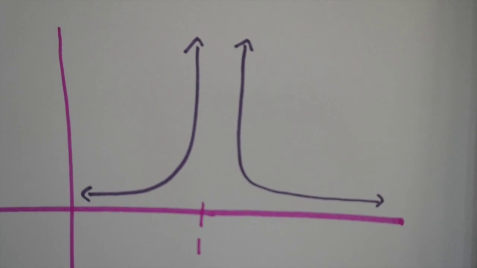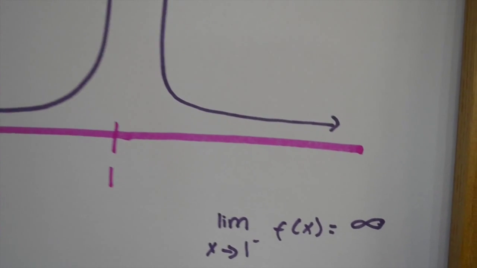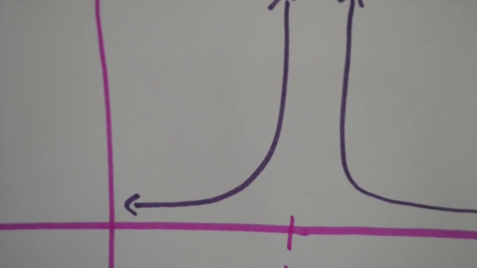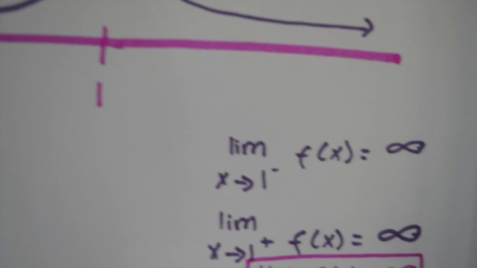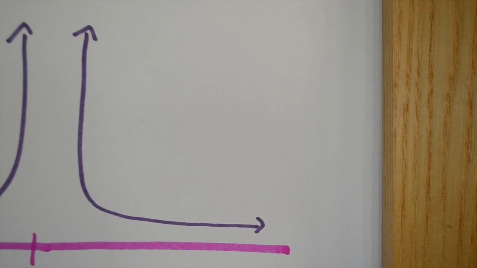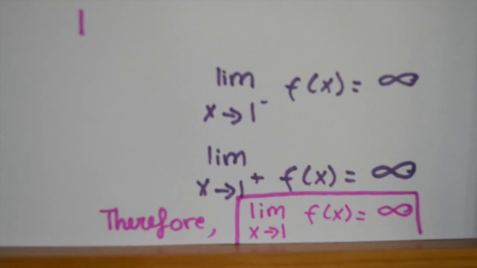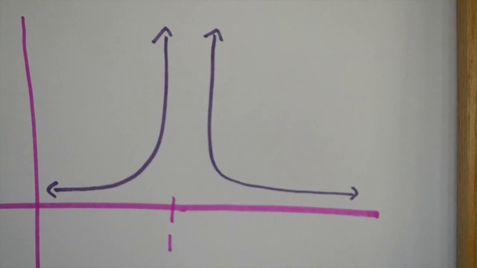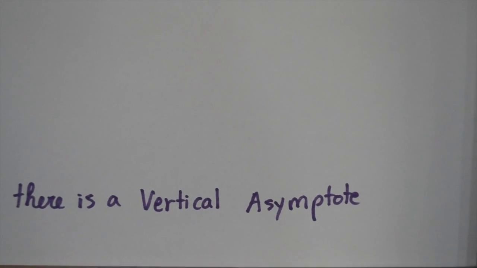Let's look at this graph. You notice that there is a vertical asymptote at x equals 1. You want to test your limit from both sides to see if it exists. So, the limit of f of x as x approaches 1 from the left is equal to positive infinity. Then you want to test the right side, so you do the limit of f of x as x approaches 1 from the right, which is equal to infinity. Therefore, the limit of f of x as x approaches 1 is equal to positive infinity. You know there is a vertical asymptote when it's a number over 0.